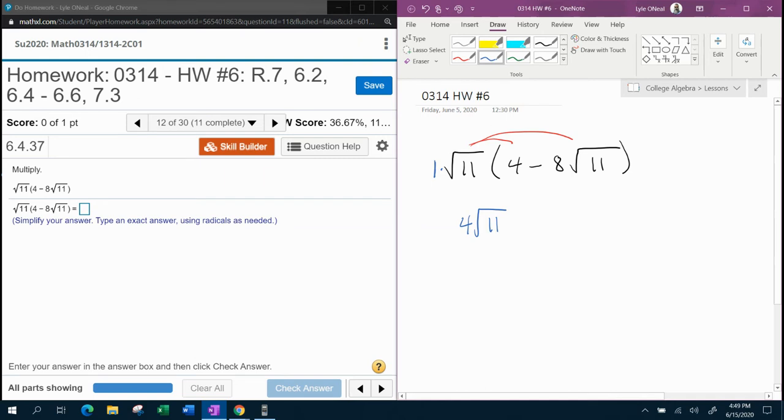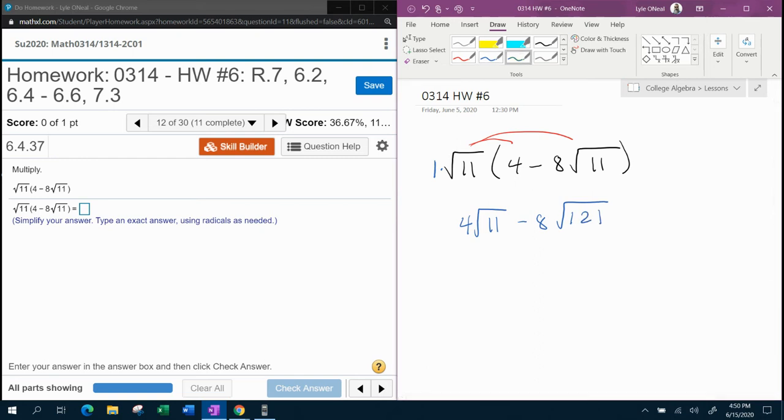Next, for the square root of 11 times negative 8 square root of 11, we're going to multiply the coefficients. Negative 8 times 1 is negative 8. And since both of these do have a square root part, we're going to multiply the radicands together, okay? So the square root of 11 times the square root of 11 is the square root of 121.